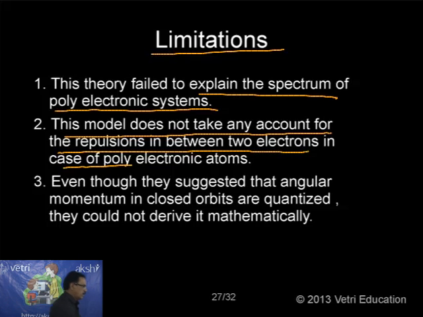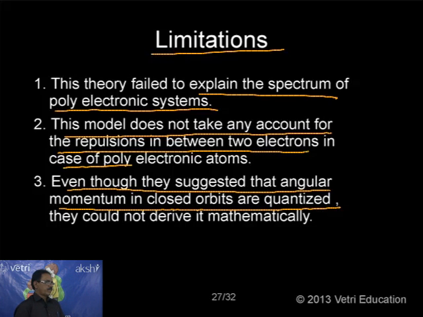Third, even though they suggested that angular momentum in closed orbits is quantized, they could not derive it mathematically. They cannot give support by derivation. It's only a suggestion, only a postulate. So even though they suggested that angular momentum in closed orbits is quantized, they could not derive it mathematically.